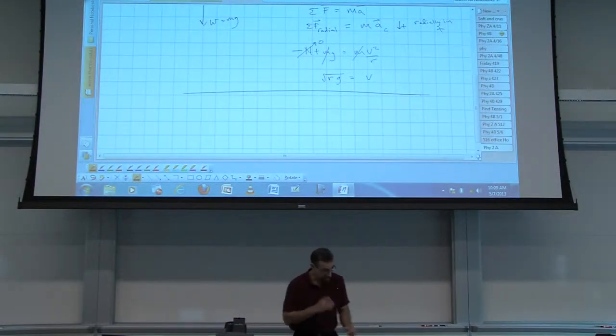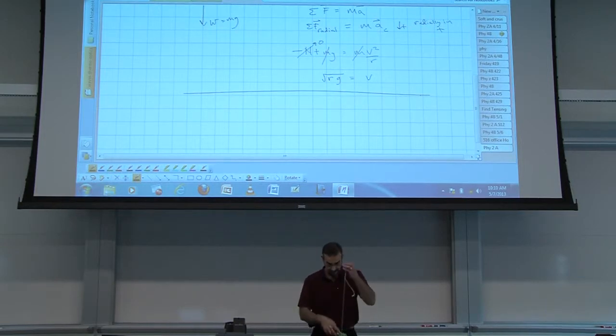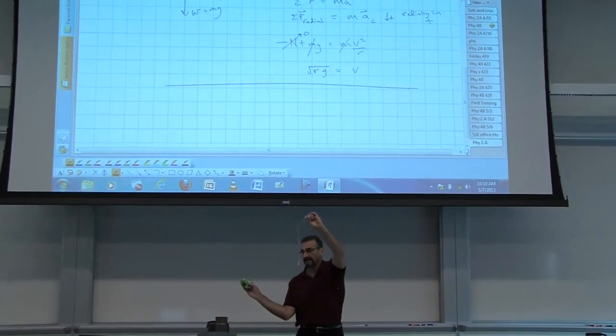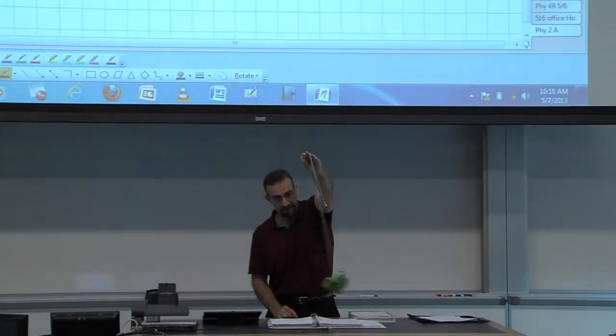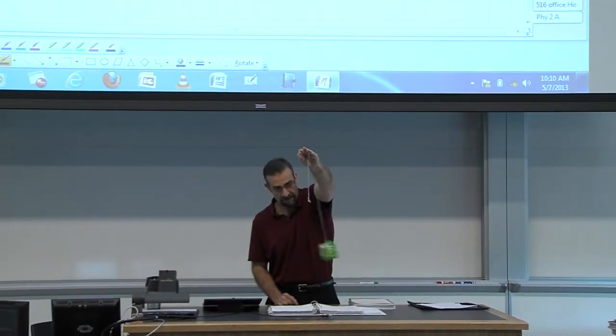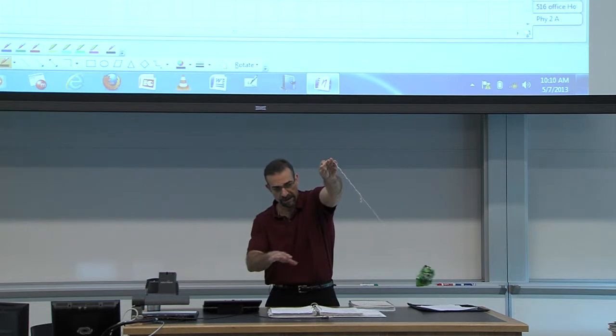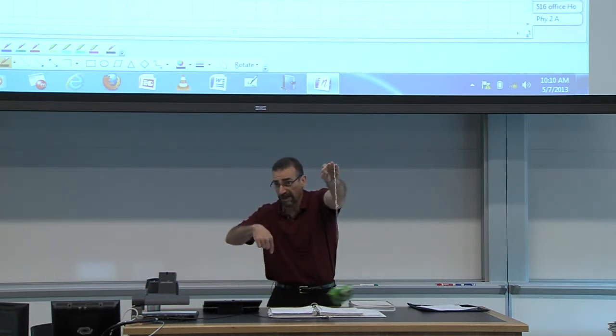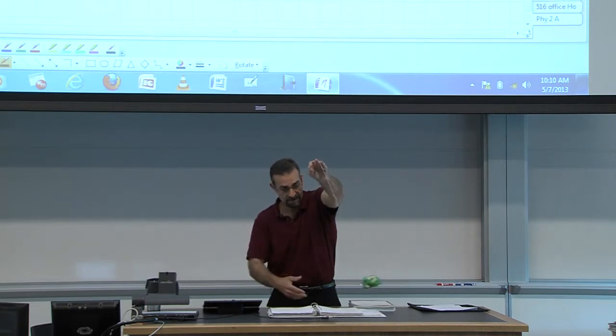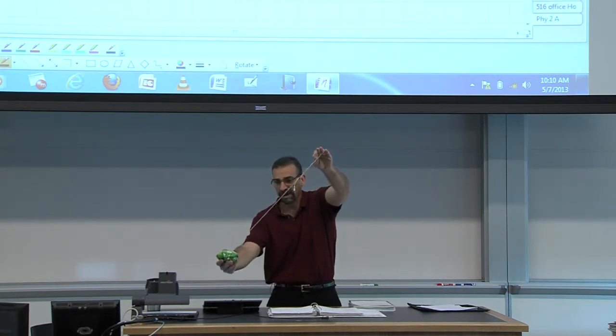All right, let's do this case where we have something on a string. Let's say it's moving at a constant speed in a horizontal circle, but the string is making a cone as it goes around, right? So let's draw a free body diagram right here, the way it is right now.